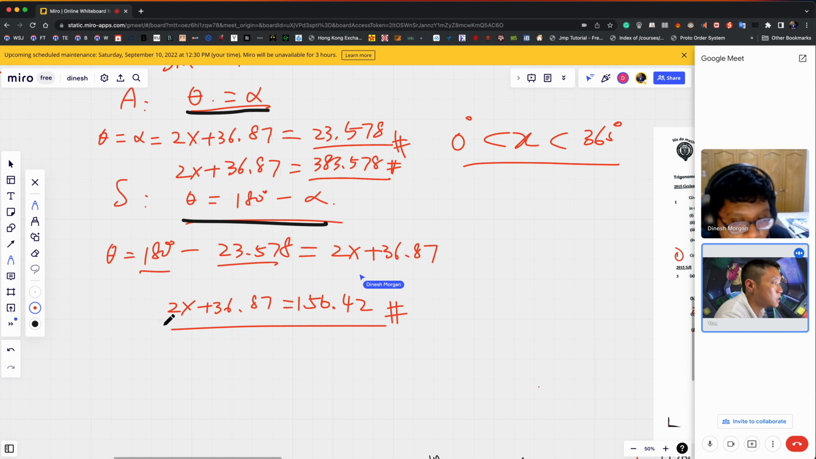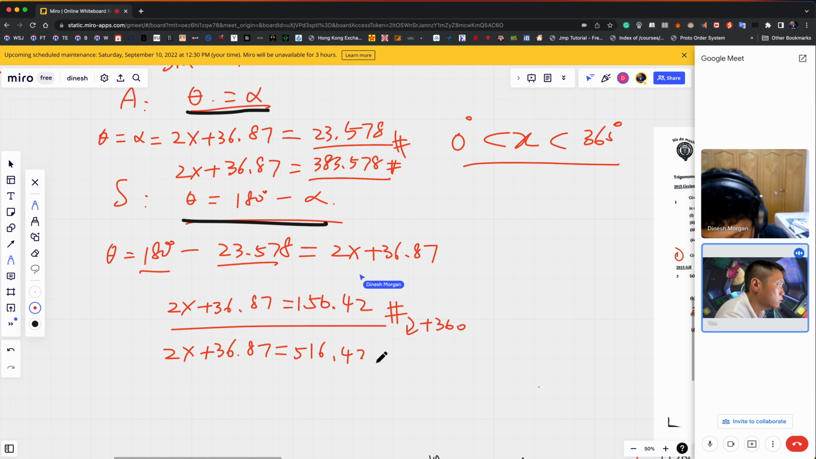Okay? Then similarly, this 2x plus 36.87, you plus 360, and you will get 516.42. Alright? Then now probably you can go ahead and solve for your x.